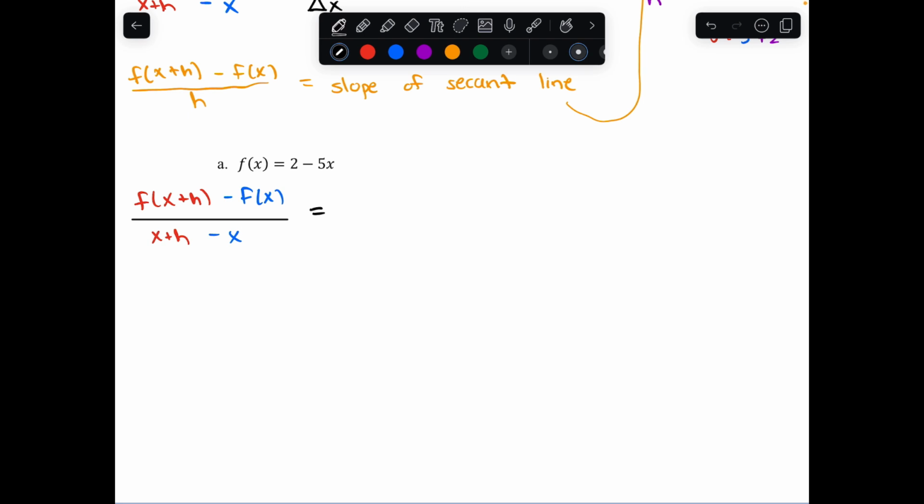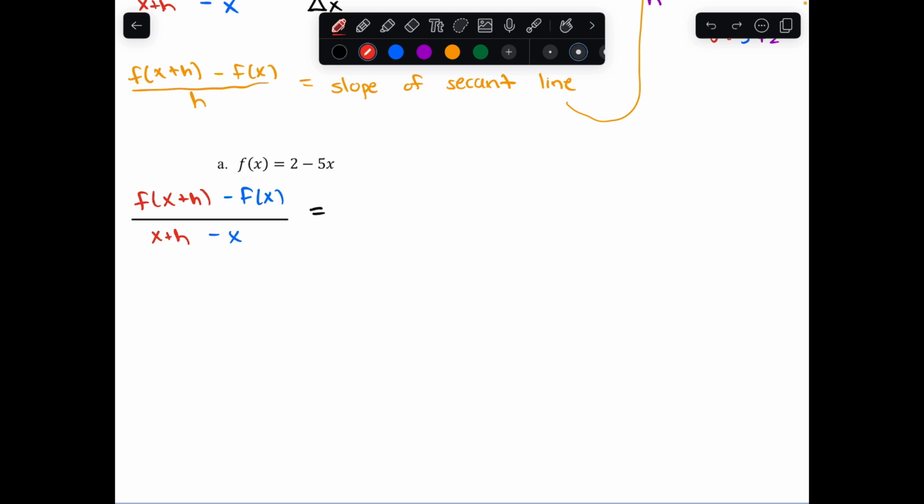So, what is f of x plus h? Well, looking at our function f of x is equal to 2 minus 5x, I'm saying that my input right here, I'm going to take that input and plug it in right here. So wherever I see an x, I put in an x. But in this case, our input is actually x plus h. It's not just x this time. So wherever I see an x, I'm going to plug in an x plus h.